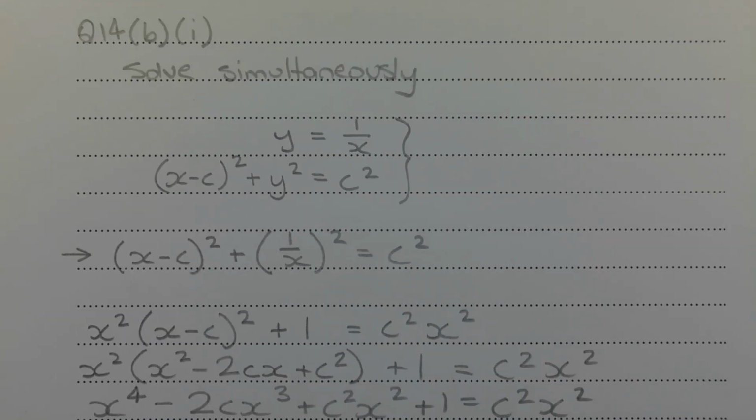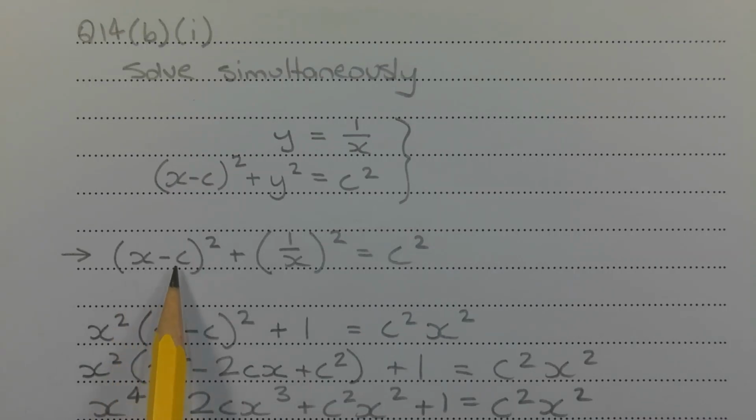The x-coordinates of the points of intersection of the two graphs are found by solving simultaneously the equations y equals 1 over x and (x minus c) squared plus y squared equals c squared. And we're going to solve this by substitution. So if we look at the second equation, we have a y squared, and from the first equation, y is equal to 1 over x. So we can substitute 1 over x for y here in the second equation.